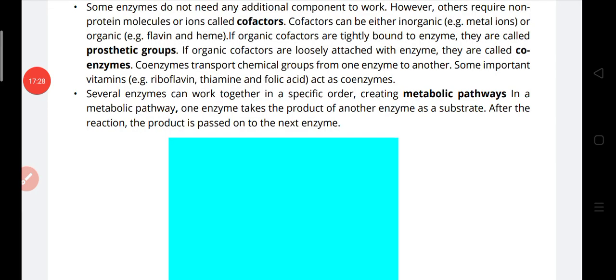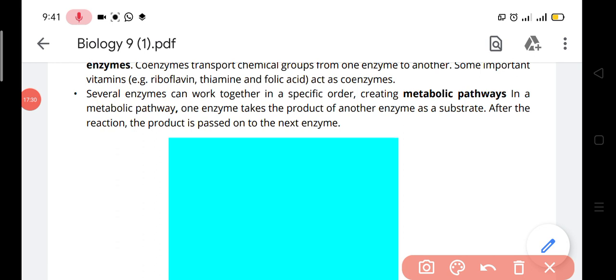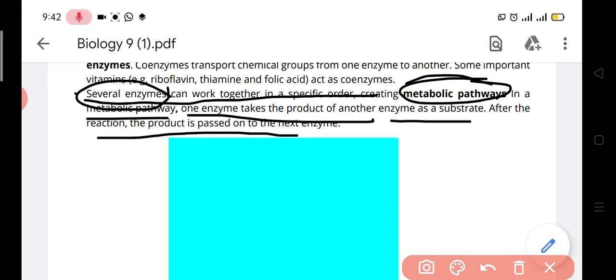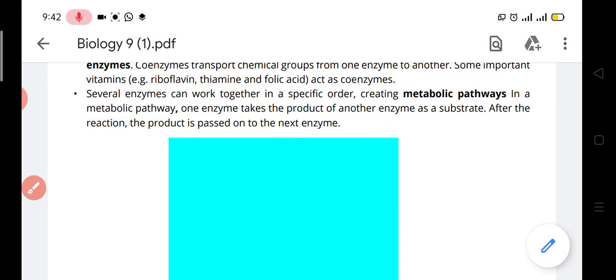Okay, students, this is the most interesting point: several enzymes can work together in a specific order, constituting a metabolic pathway. Many enzymes are working together to make one product, and the example is the metabolic pathway. In the metabolic pathway, one enzyme takes the product of another enzyme as a substrate, and after the reaction, the product is passed on to the next enzyme. Did you get that? Let me explain.